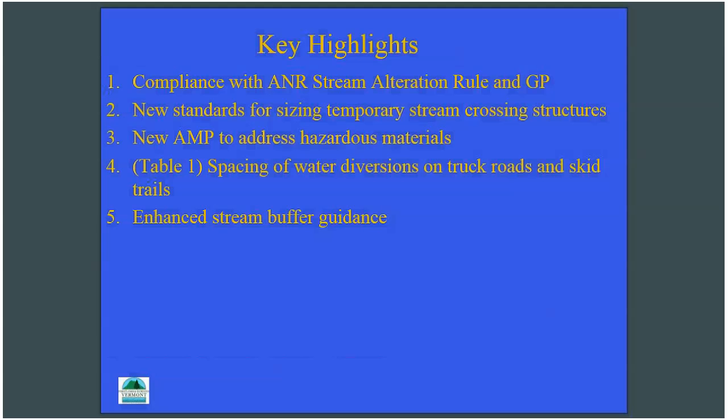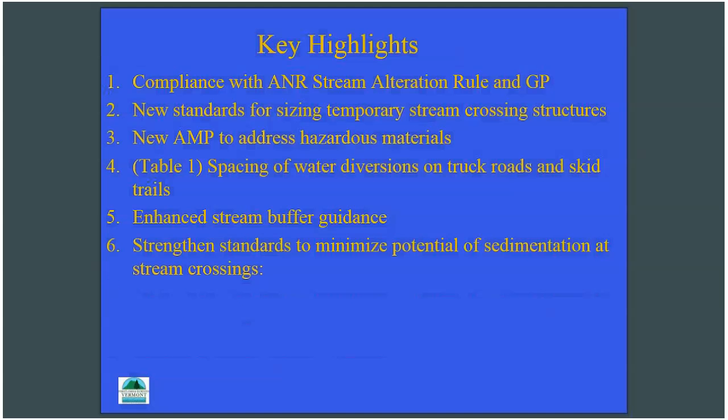With the exception of stream crossings where necessary, the revised AMPs make it explicitly clear that no new truck roads, skid trails, or log landings are allowed in the buffer. Existing truck roads, skid trails, and log landings within the buffer may only be used if there's no other feasible alternative for relocation or if it would result in greater potential for erosion and discharge.